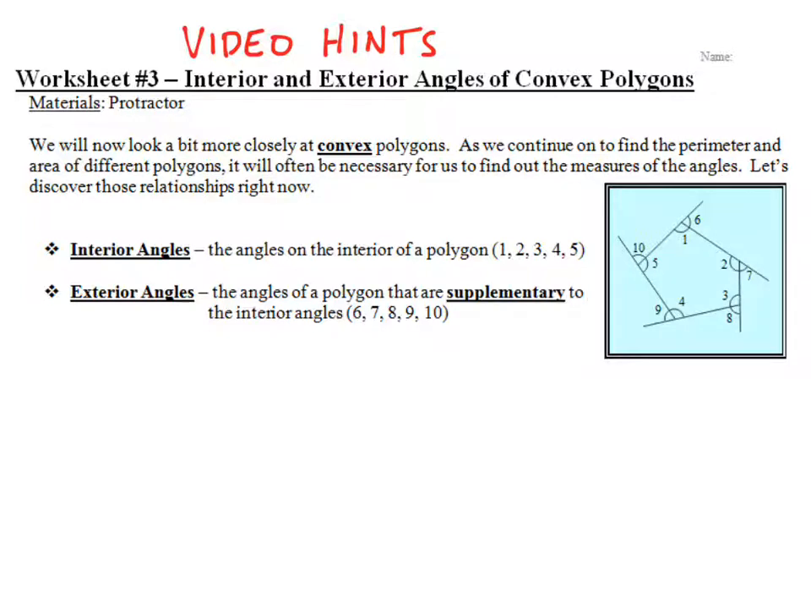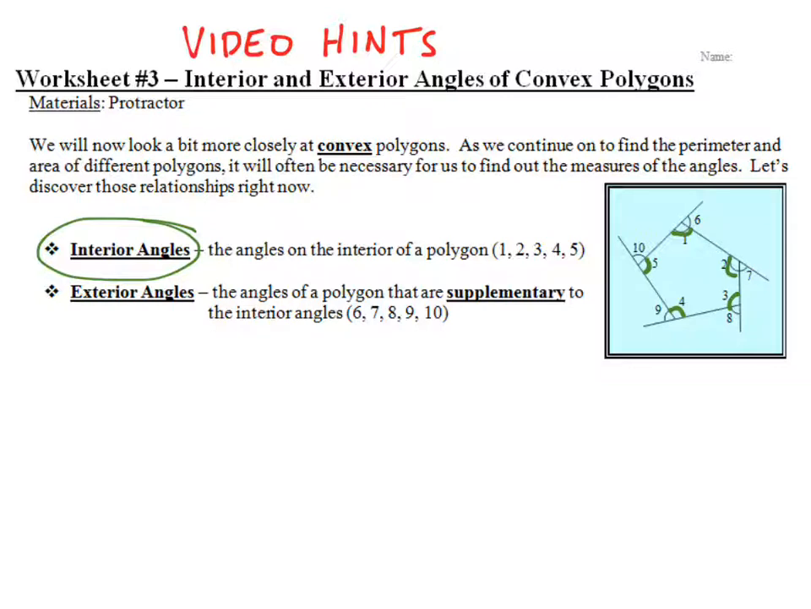Okay, so we're going to move on, and we're talking about the measures of angles specifically. And so we've got two different types we're talking about, interior angles and exterior angles. The interior angles in my diagram here are angles 1, 2, 3, 4, and 5. So looking at my diagram, those are going to be my angles here. 1, 2, 3, 4, and 5. Notice it's just the ones on the inside.